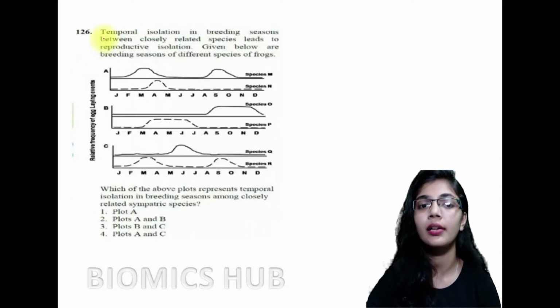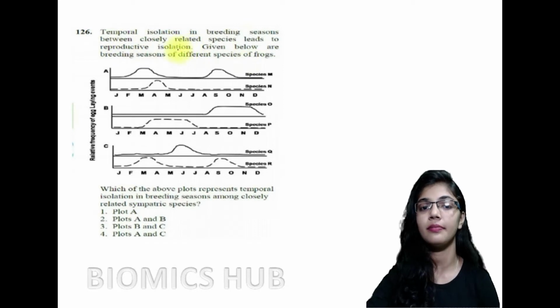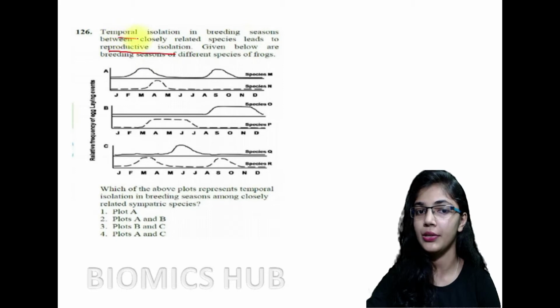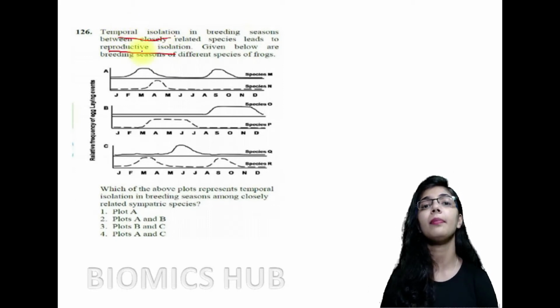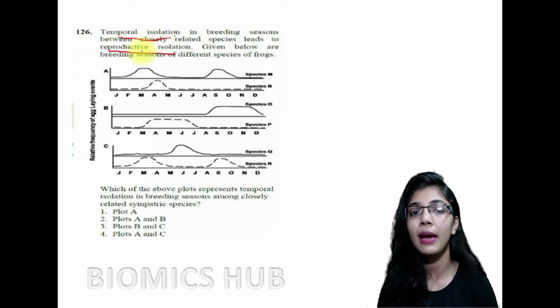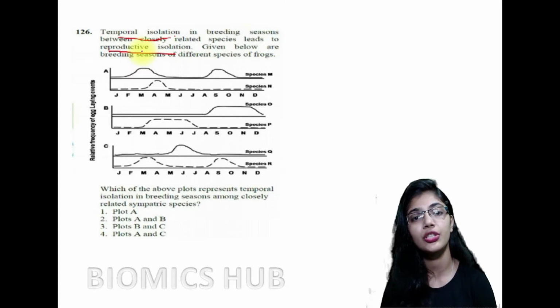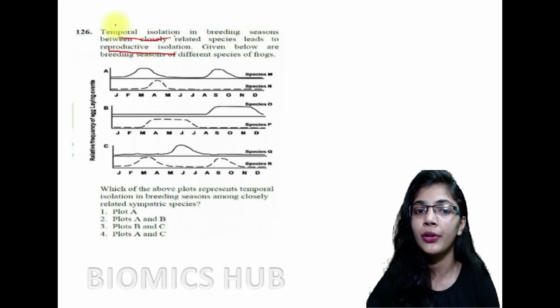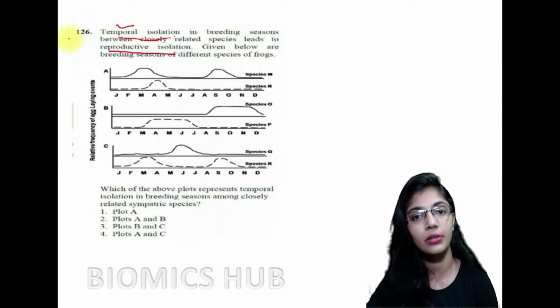This question states that temporal isolation in breeding season between closely related species leads to reproductive isolation. So for solving this question, we have to have an idea about reproductive isolation and temporal isolation. What are these two? Reproductive isolation means there are some evolutionary barriers, due to which there will be some ecological impact upon the species, due to which it cannot breed or it cannot produce its offspring. So according to this question, it is temporal isolation. That means temperature is responsible.